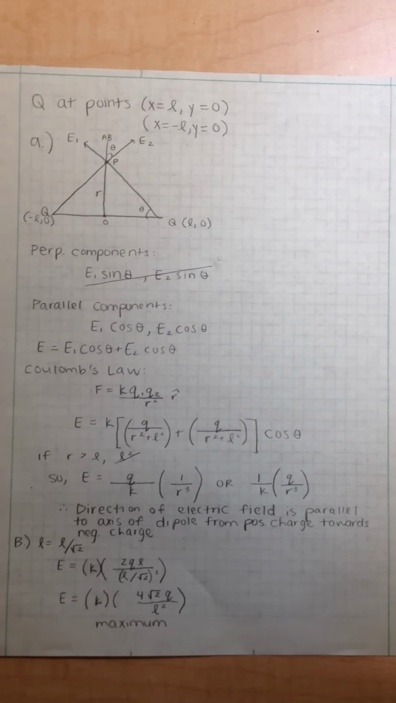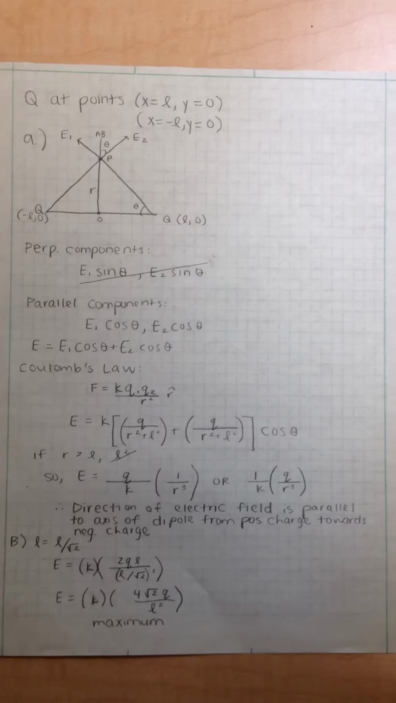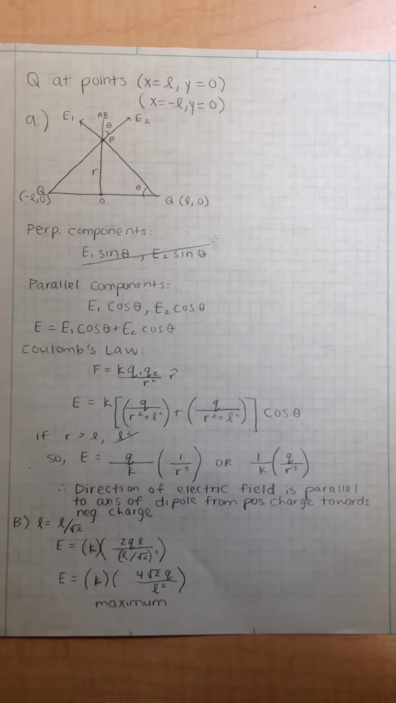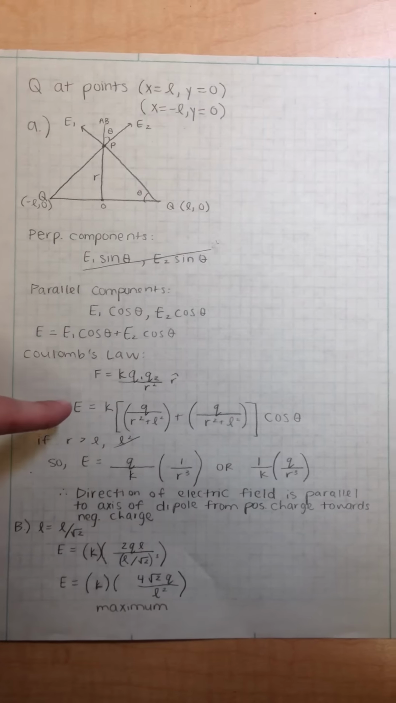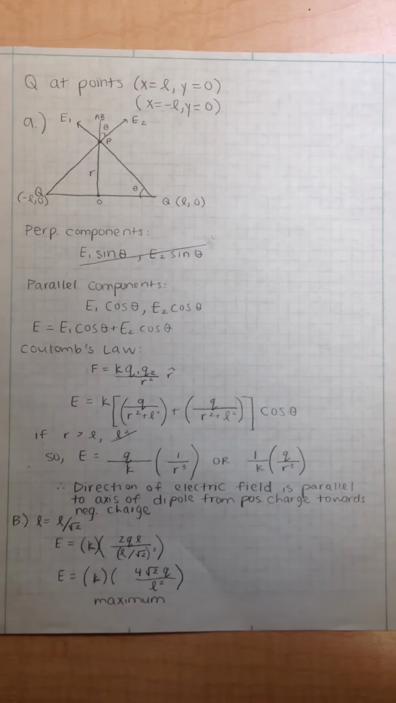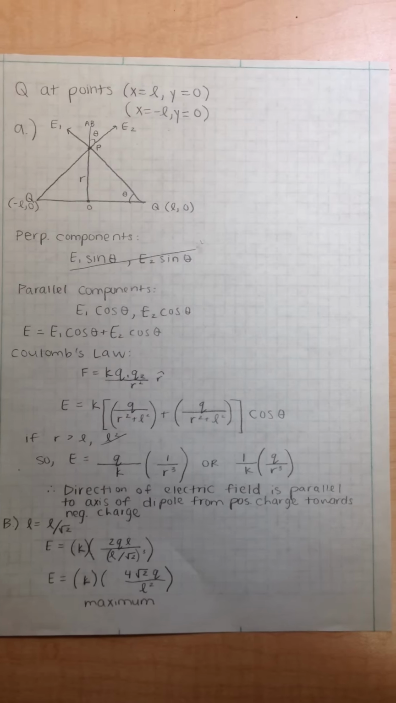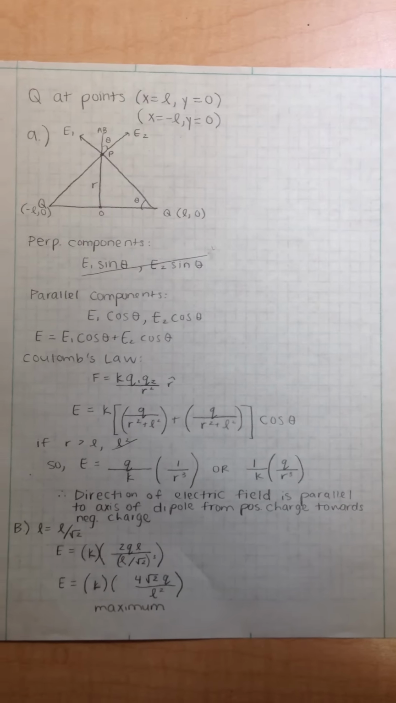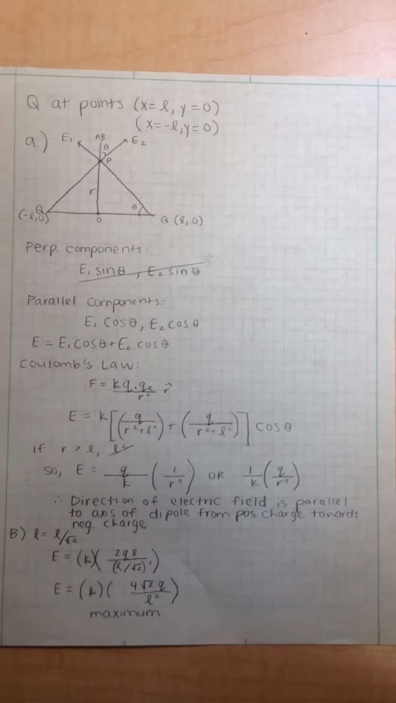Using Coulomb's law, which states that F equals K times Q1 times Q2 all over R squared times the vector of R, and plugging in these values, we have E equals K times Q over R squared plus L squared plus Q over R squared plus L squared, times cosine theta. And this right here is E1 and E2.